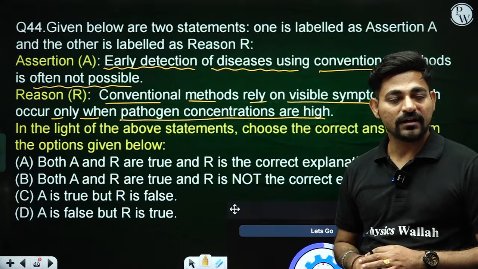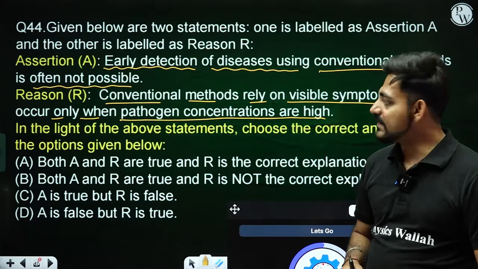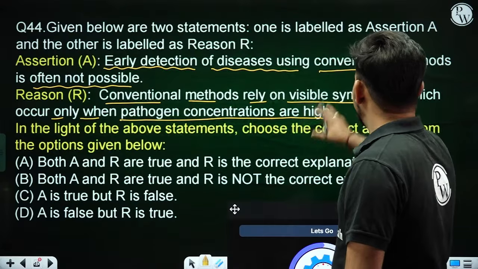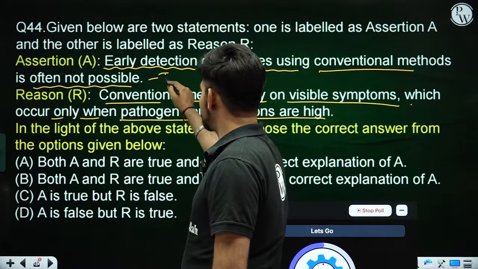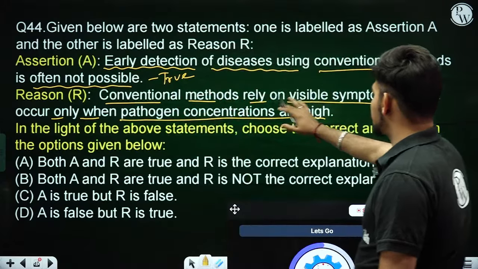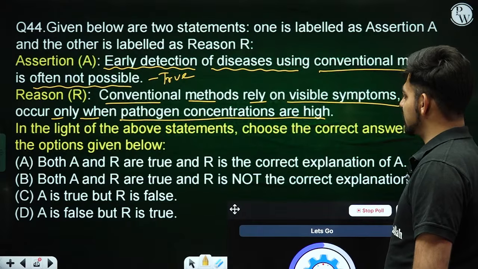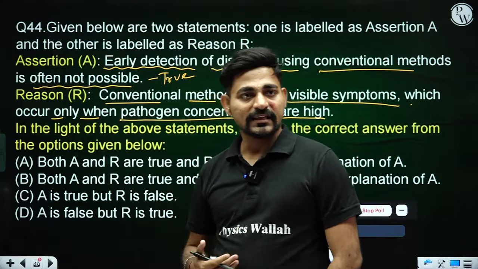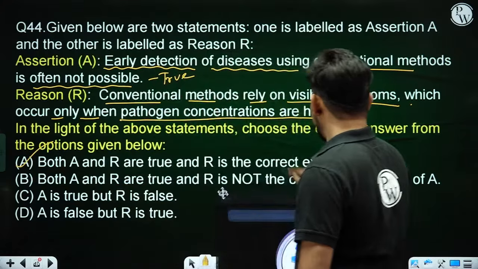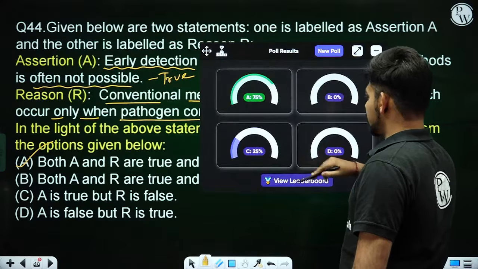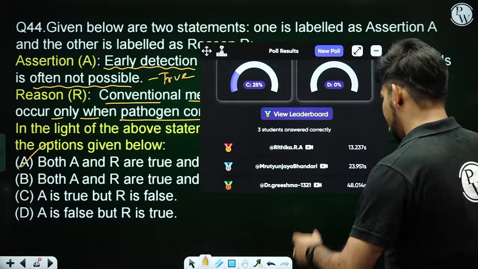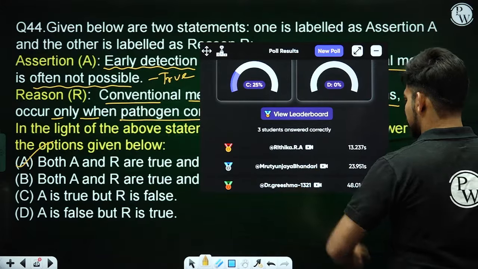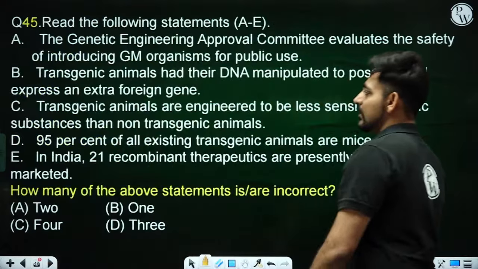I'm getting mixed kind of answers. Someone is answering A, someone is answering C. So early detection of diseases by analyzing urine or saliva or blood using conventional methods is often not possible. That's absolutely true. Why? Because conventional methods rely on visible symptoms which occur only when pathogen concentration is high. That's why we'll be taking help of recombinant DNA technology, PCR, ELISA. So both assertion and reason are true, and the reason is the correct explanation. Yes. So here I got the right answer from Ritika, Mrityunjaya, and Dr. Grishima.